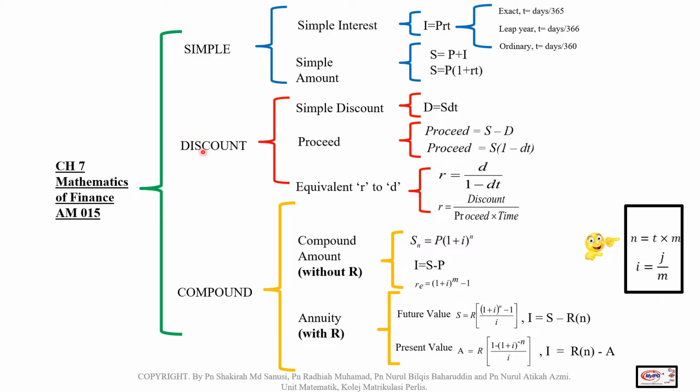Meanwhile, for discount, you will learn about simple discount, proceeds, equivalent, R2D. And these are the formulas involved in discount. Whereas for compound, you will learn about compound amount, which is without R, and annuity, which is with R. So these are the formulas involved in solving compound. So as a whole, this is the rough idea about chapter 7.